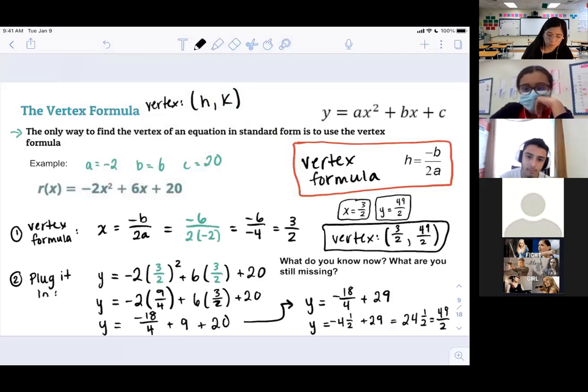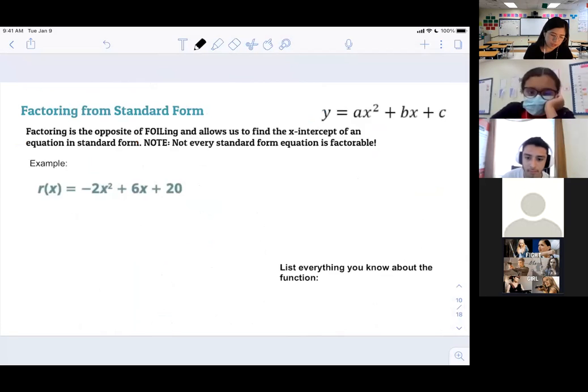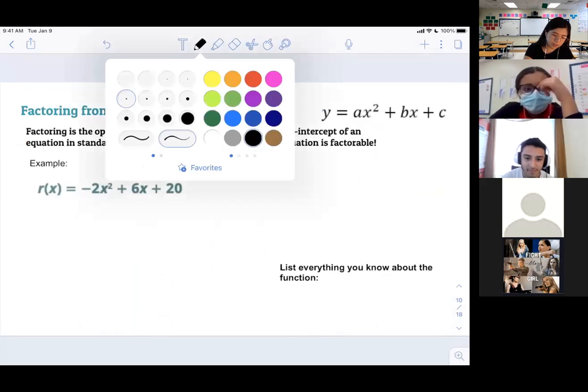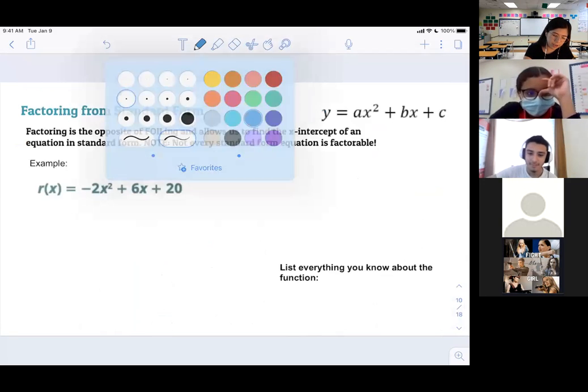Okay. What are we still missing? We know the y-intercept. We know the vertex now. What are we still missing? The x-intercepts. So let's go ahead and see what we need to do. Go ahead and take it away.